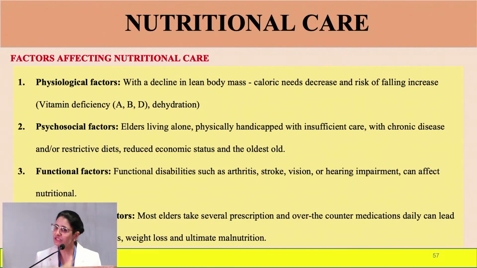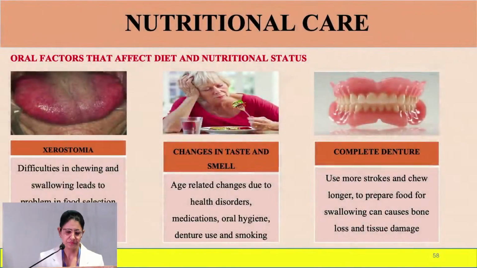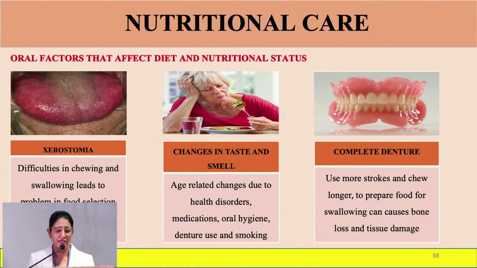Pharmacological factors, as I mentioned earlier, polypharmacy is a common observation in the geriatric population. So the side effect of one or the other drug is going to affect their nutritional status, and may interfere with the absorption of a vitamin or a mineral or anything. Because of these many factors, the nutritional status of the geriatric population is more compromised as compared to the younger adult.